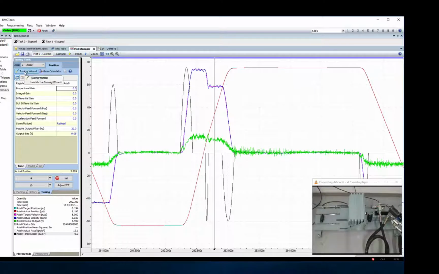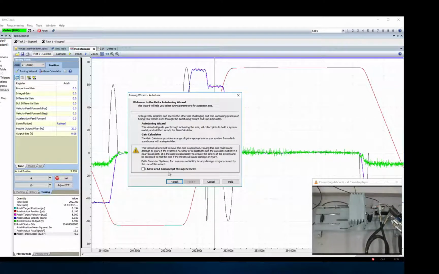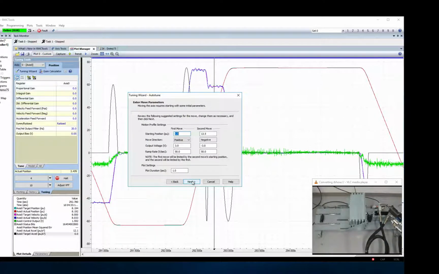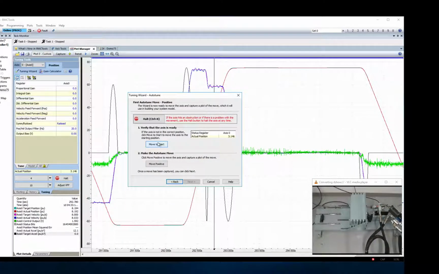So we have a tuning wizard, the auto tuning wizard. I have read this many times before. We are going to move back and forth once in each direction, so there are 2 moves, 1 in each direction. And then this is where I set up the range of motion, which has already been set up before. So now I'm going to make a move in the extend direction. Okay, we must get out of program mode first. Okay, so now we're going to move to start.